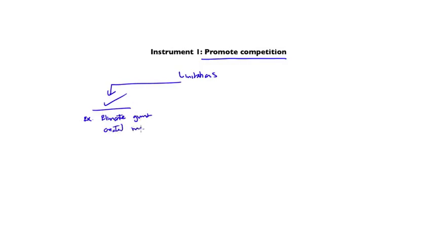The first instrument that is widely discussed is to promote competition. And the problem with this instrument is that it has limitations. Okay, it works sometimes, but not others. So where does it work? A typical example will be eliminate patronage or eliminate government-created monopolies, especially when they don't have a particularly economic justification for existing.